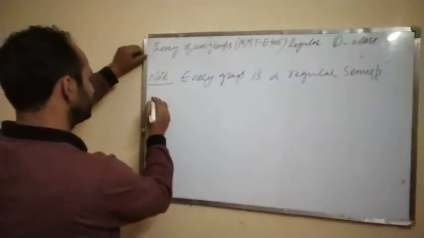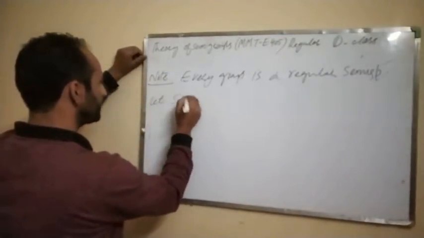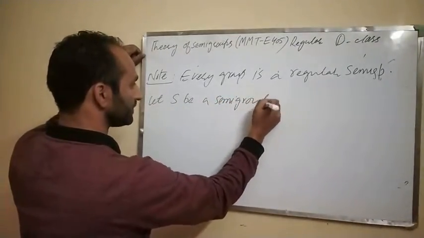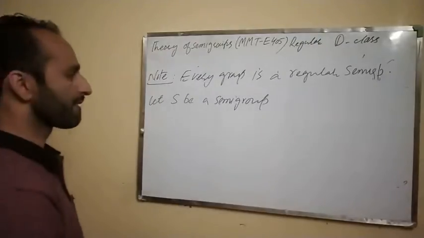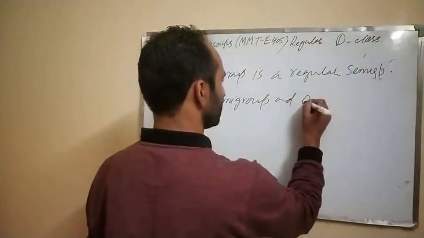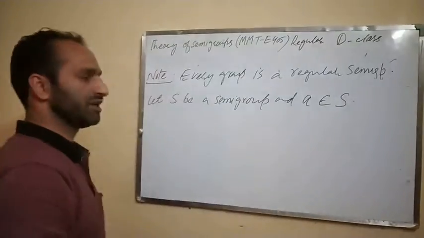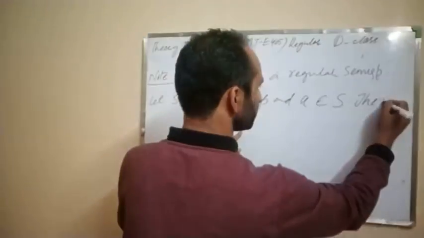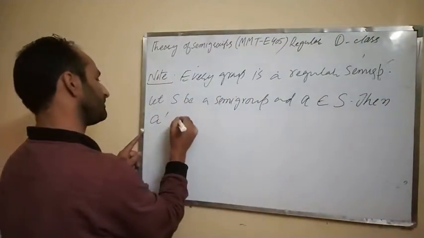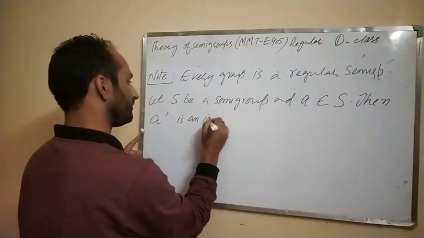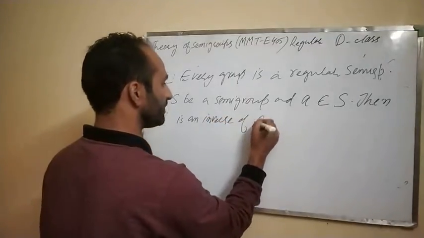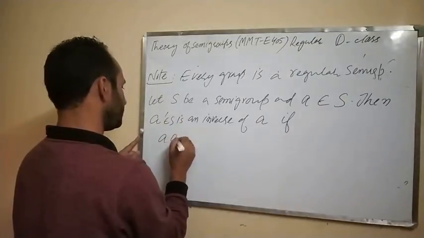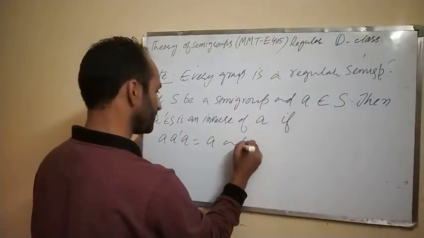So the definition of inverse. Let S be a semigroup, and a is an element of S. Now let me define the inverse of a. Then a' is an inverse of a if a' belongs to S and a'aa' = a'; it should satisfy two equations.